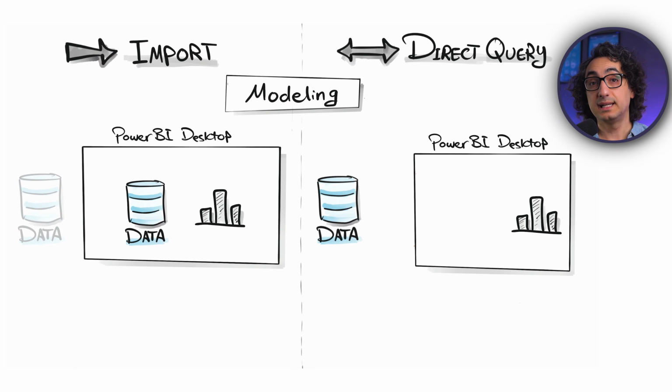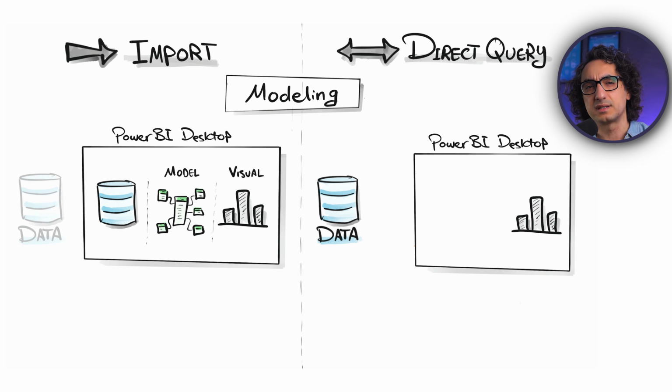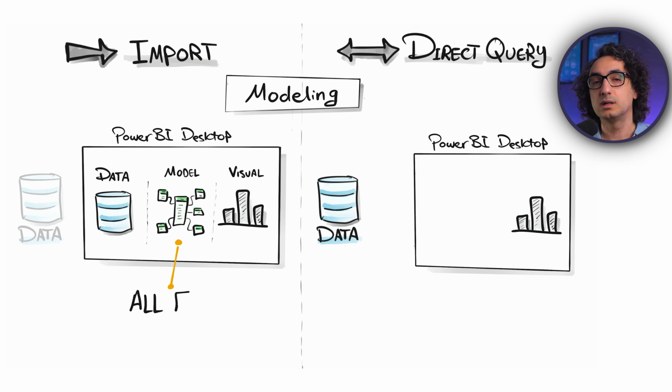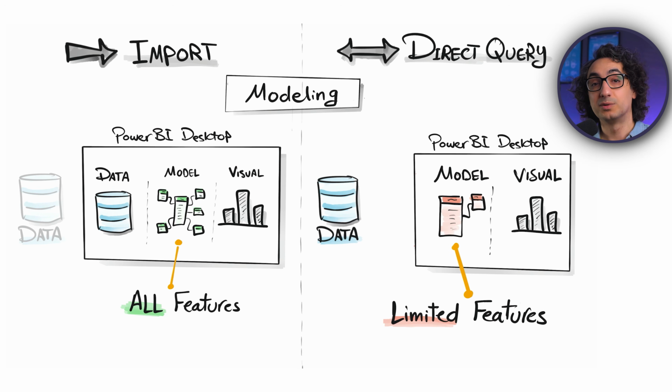And the final point is modeling flexibility. With the import, you get full freedom. You can create calculated columns, relationships, you can do all the transformations and modeling that you want. So all the features are open for you. But with the DirectQuery, there are a lot of limitations. Some DAX functions don't work, some modeling techniques are blocked, and you even don't see the data in the table view in Power BI Desktop.